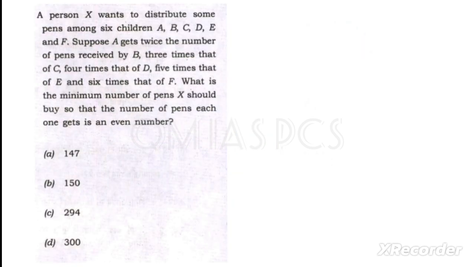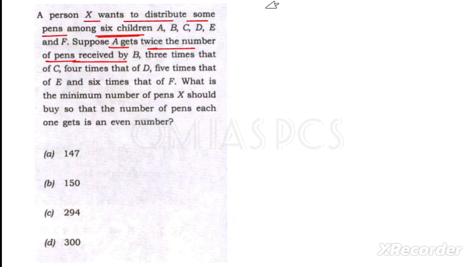This was one of the best questions of UPSC. I kept this question for last because in this question you will see concept as well as logic. So the question is, a person X wants to distribute some pens among 6 children. Read the question carefully first. A person X wants to distribute some pens among 6 children A, B, C, D, E, F, and A gets twice the number received by B.